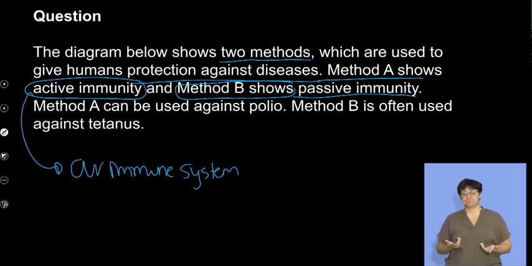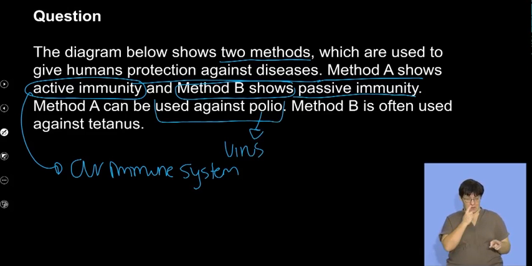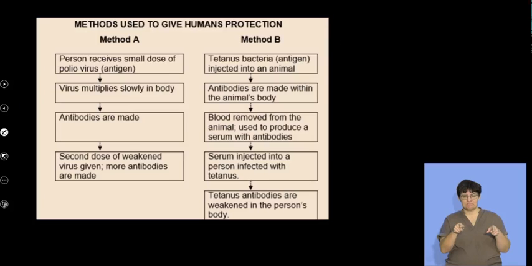Method A is used against polio. That is a virus. Method B is often used against tetanus, and tetanus is a bacteria. So we're looking at two different kinds of microorganisms. Now, if you look at this, the answers are on here, but you need to be able to understand the process.